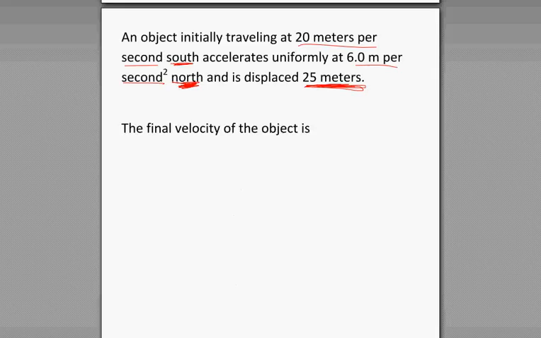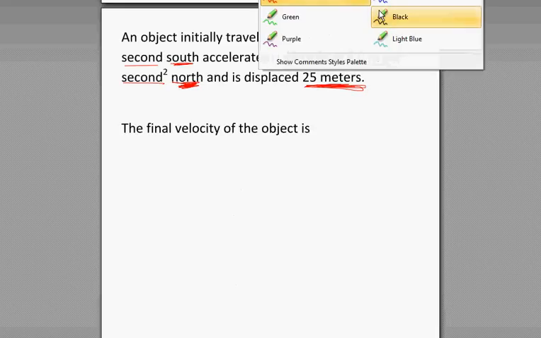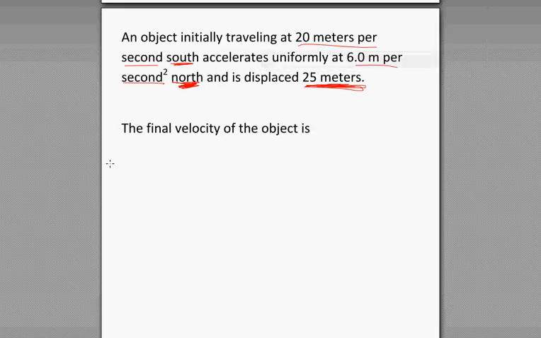So, the first thing I want to say is let's identify our variables. What variables does the problem give us? Well, it says initially right here. This is very important. Initially. So its initial velocity, vi, equals 20 meters per second. I'm going to say south right here.